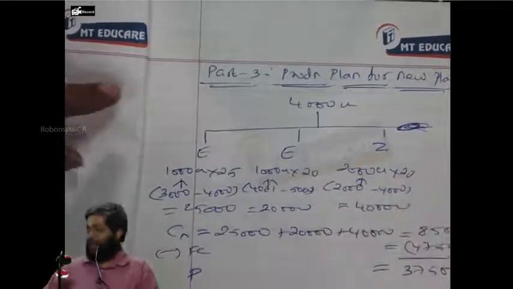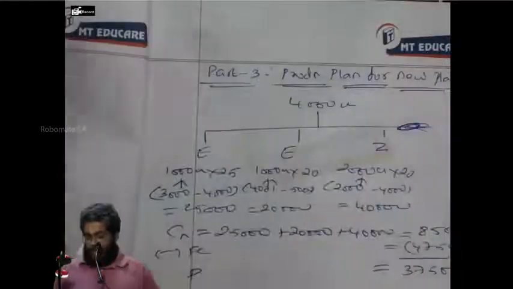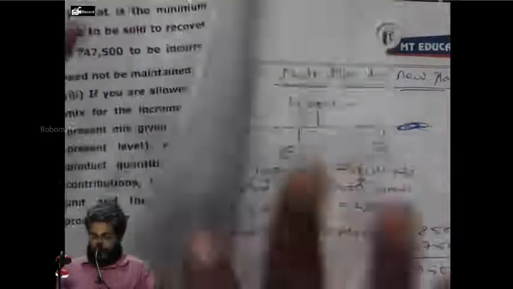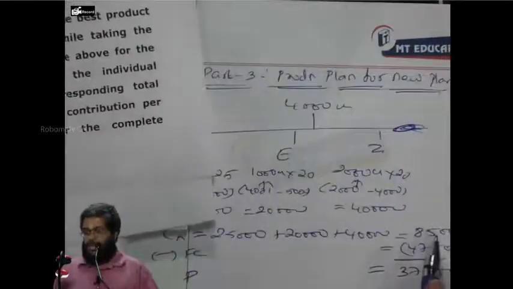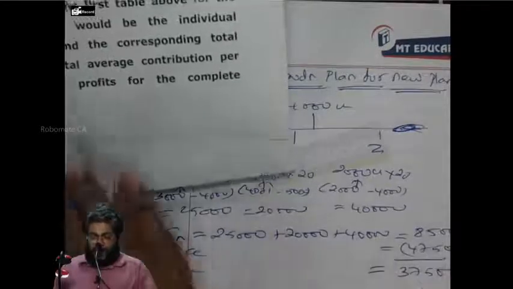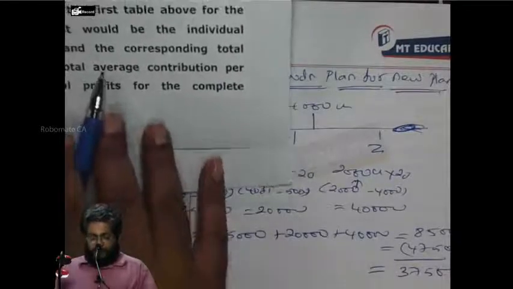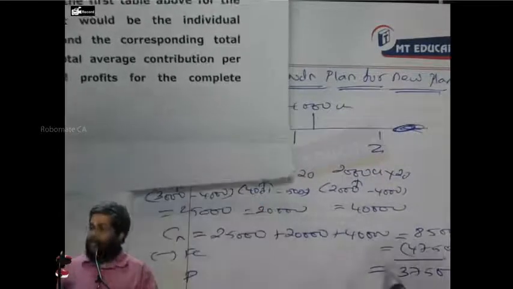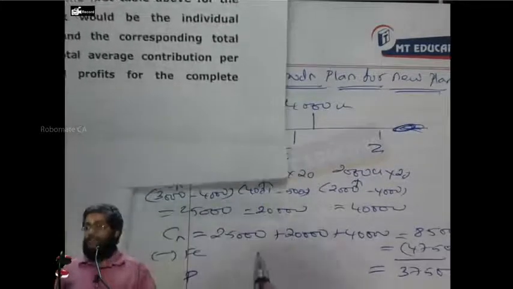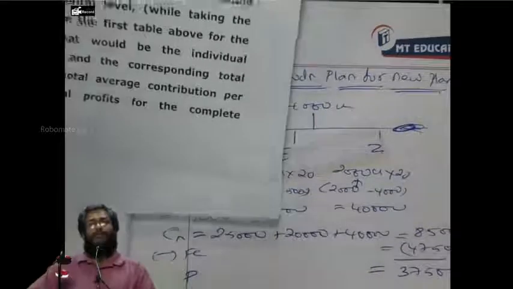37,500. Generally, an exam question should be looked at and answered fully. Okay, now are you following or not? Now, look at the question. They say, total contribution. What is total contribution? 85,000. Average contribution per unit, you have to calculate. Third is what? Total profit has been calculated. Now, the only thing left out is what? Average contribution. Right, now next.